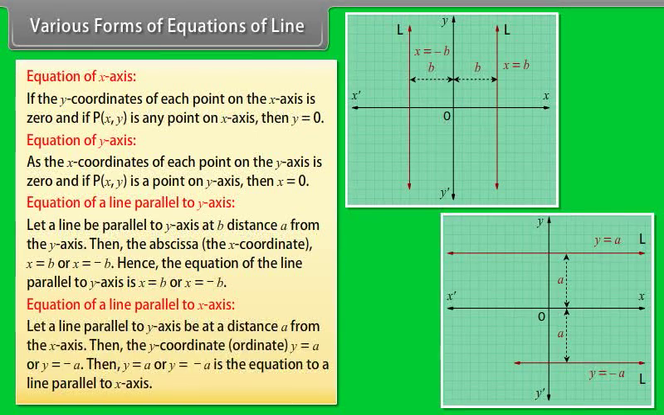Equation of a line parallel to the x-axis. Let a line parallel to the x-axis be at a distance a from the x-axis. Then the y-coordinate, the ordinate, y is equal to a or y is equal to minus a. Then y is equal to a or y is equal to minus a is the equation of a line parallel to the x-axis.